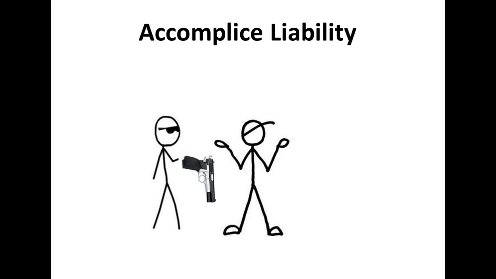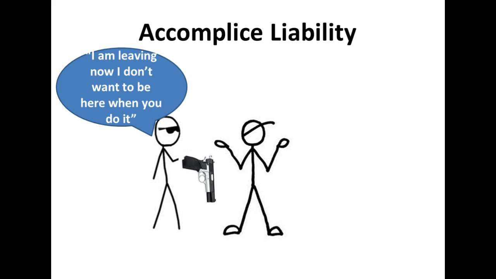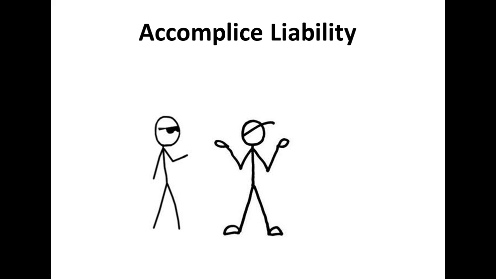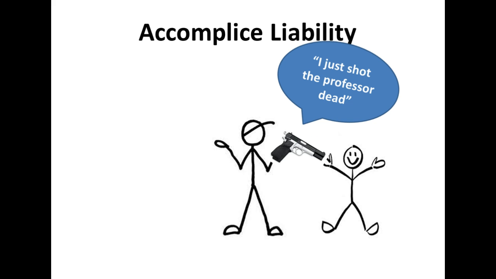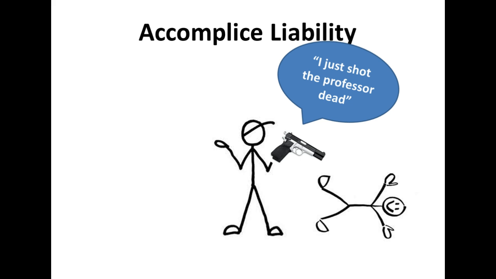Another example, again, our fellow with the sunglasses with the gun says, "Here's a gun to use to kill my professor," but also then says, "I'm leaving now. I don't want to be here when you do it." He gives the guy with the baseball hat the gun. Professor shows up. Bang, bang, the gun goes off. "I just shot the professor dead." Professor falls over dead. Again, the person with the gun is the principal in the first degree. They are the actual perpetrator of the crime.